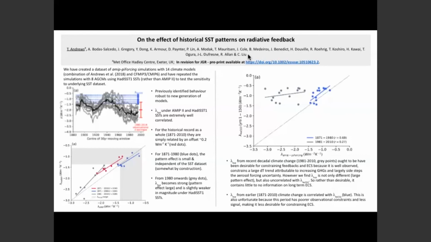But here we show that not only are the feedbacks different when you force them with real-world SSTs from 1980 to present day compared to the forced CO2 simulations, but they're uncorrelated as well. So actually there's very little information about the future from the recent decadal climate change. That has implications for emergent constraints which use the recent record to constrain the future. And if you move to the next slide, please.